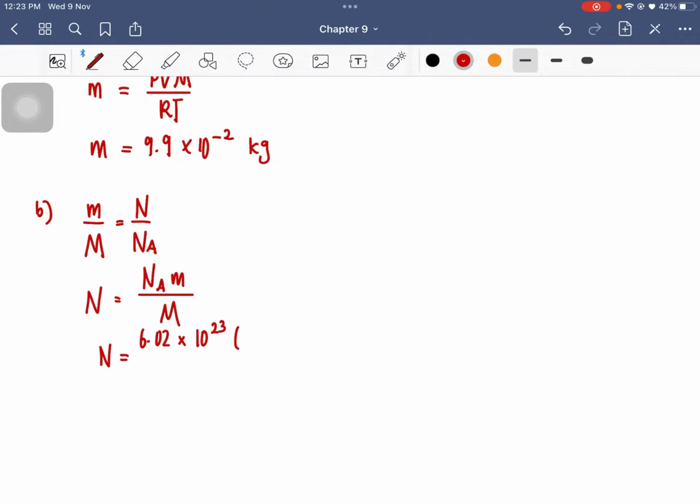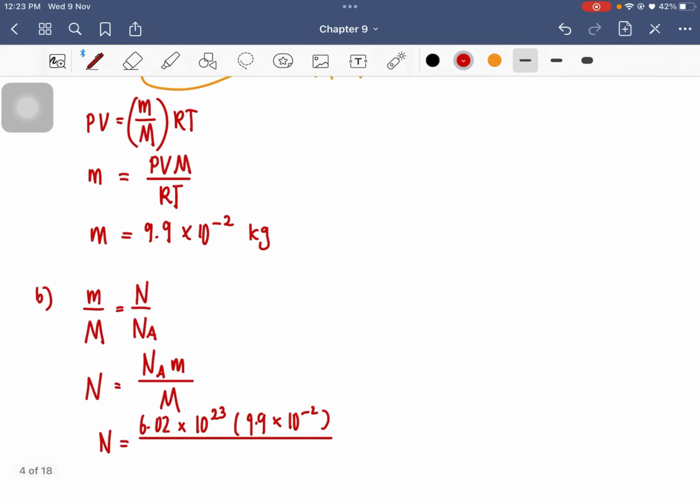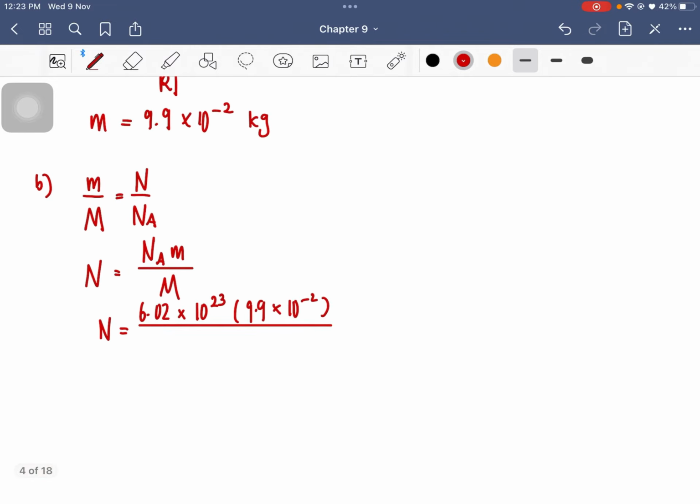Times with the mass of the oxygen just now, which is 9.9 times 10 to the power of negative 2, over the molar mass of the gas, which is 32. So 0.032. Okay, so the number of molecules is equal to 1.86 times 10 to the power of 24 molecules. Okay, so that is for question B.